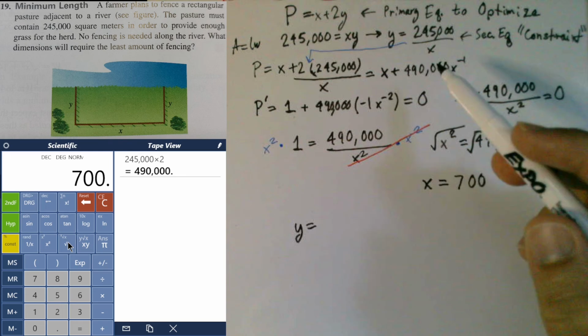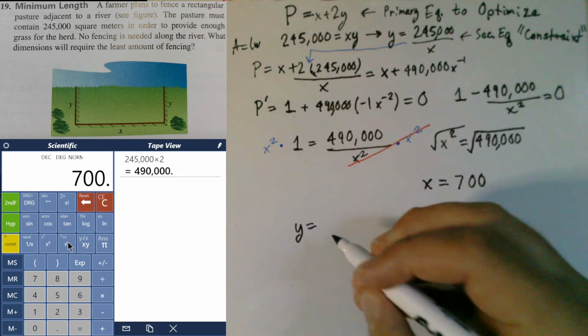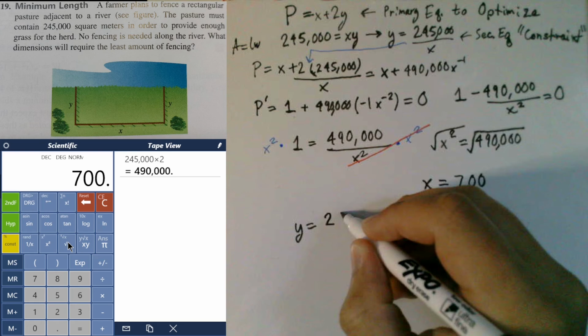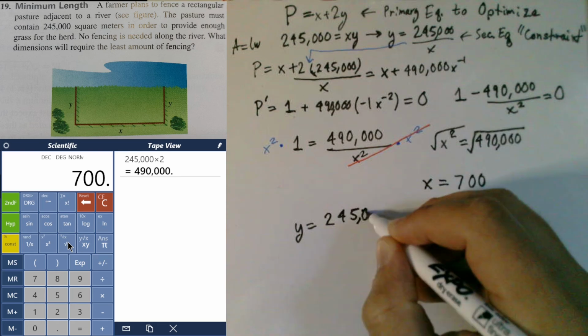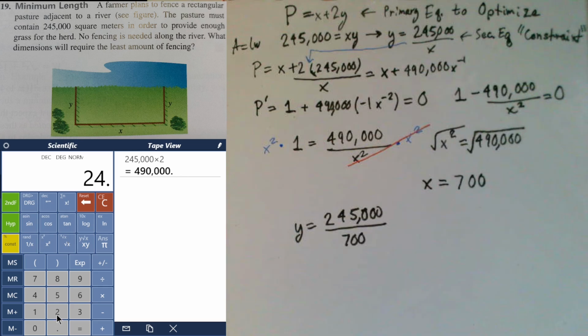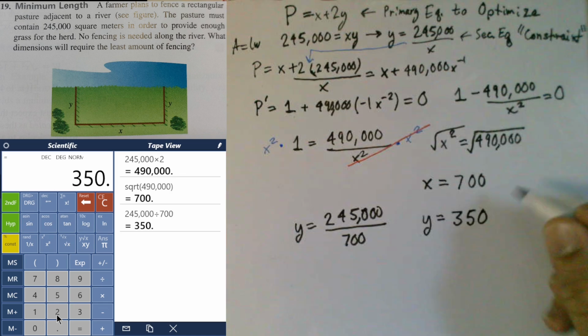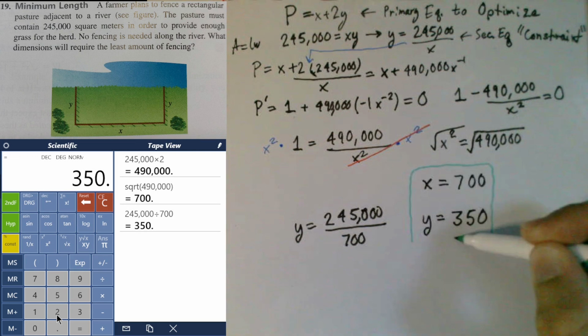We can then solve for y. Recall y is equal to 245,000 divided by 700, in this case divided by x. So we go back to our calculator and divide 245,000 by 700. And this tells us y is equal to 350. So there we go. We've now optimized this pasture for having the least amount of perimeter fencing.